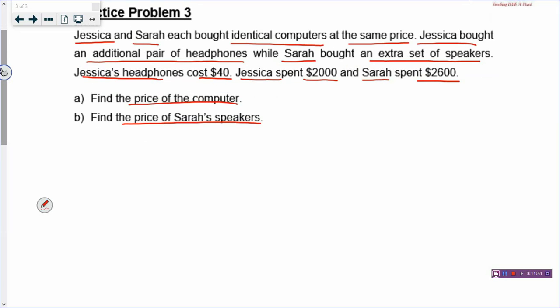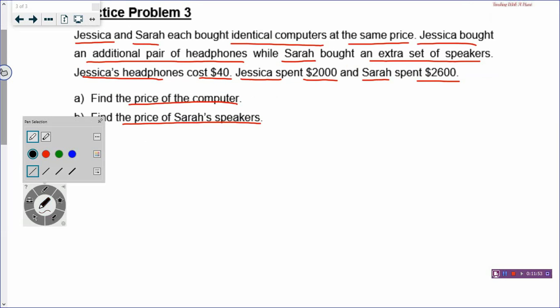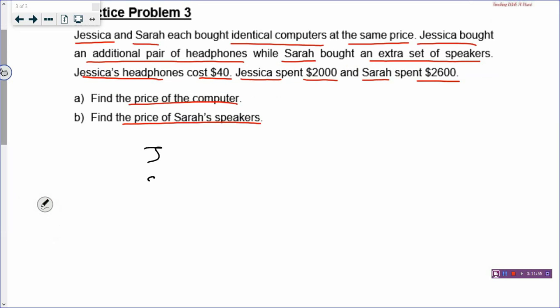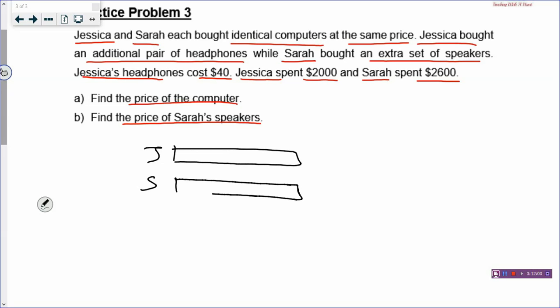So Jessica and Sarah each bought identical computers. So what do you do? You draw same rectangles. If you remember my early lessons again, how do you show equal amount? You draw a dotted line to show that the two rectangles are equal. Okay? Alright, so you actually draw the first sentence. So they spend the same amounts of money. Jessica bought an additional pair of headphones. So I'm going to extend the rectangle a little bit. It means that she spent more money, right? So do we know how much is the headphones?